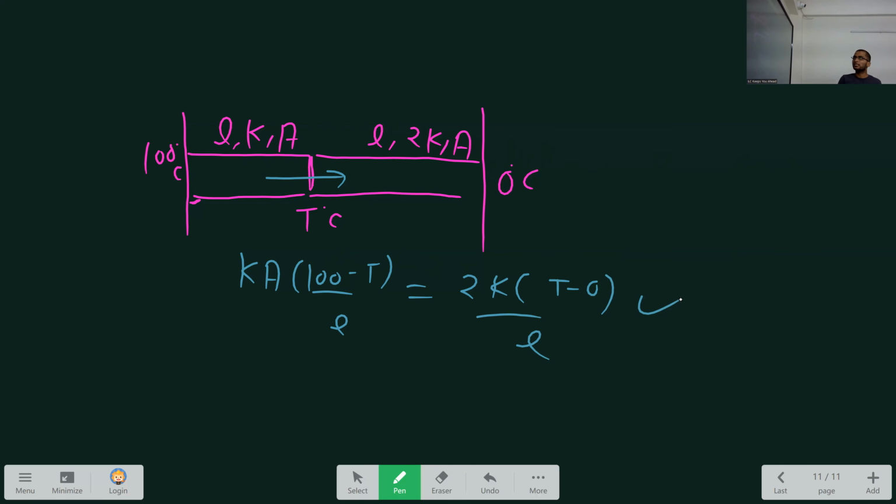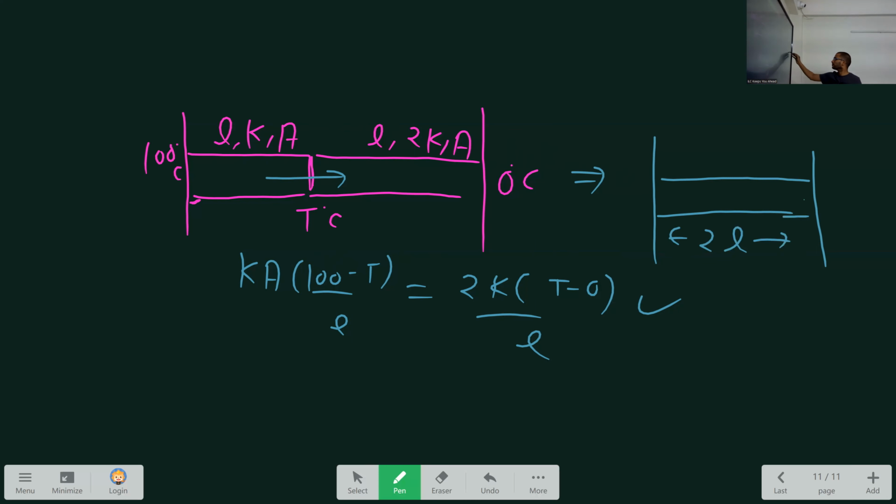In some cases, students, they can ask what is the equivalent thermal conductivity of the case. It means that if these two rods are replaced by a single rod, now the single rod will have, students, length L plus L is 2L, area of cross section will be A, and thermal conductivity is suppose K equivalent. Now they can ask what is the value of K equivalent.